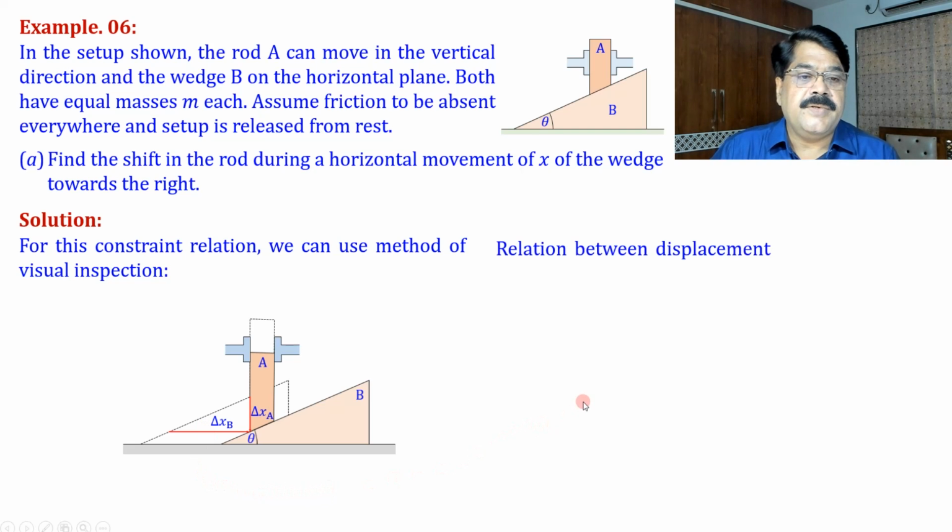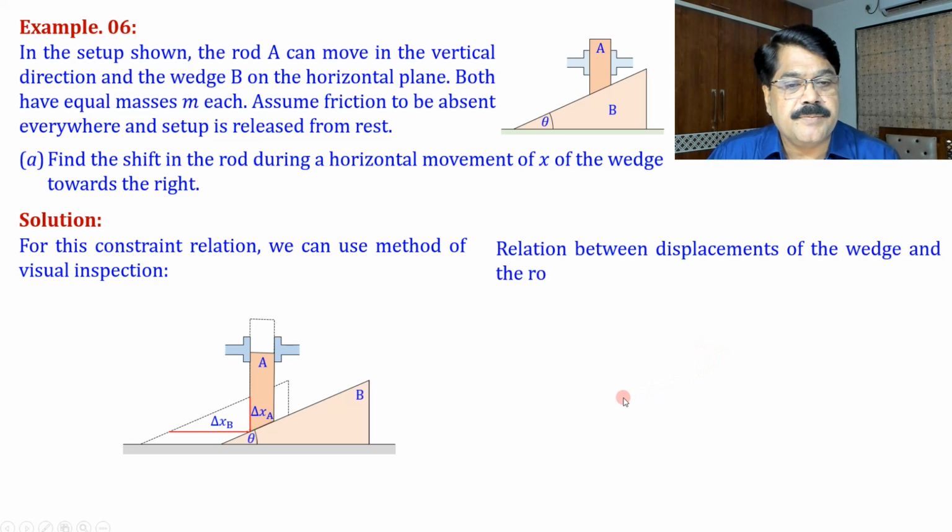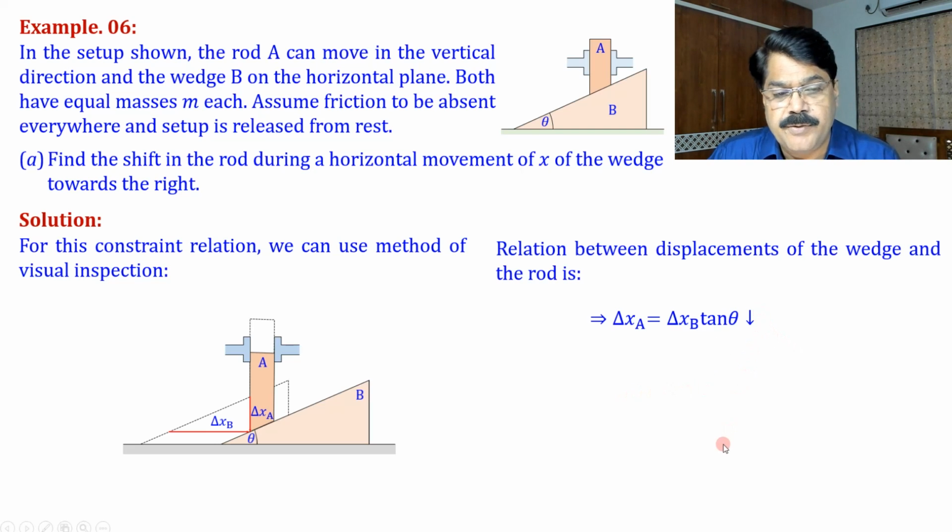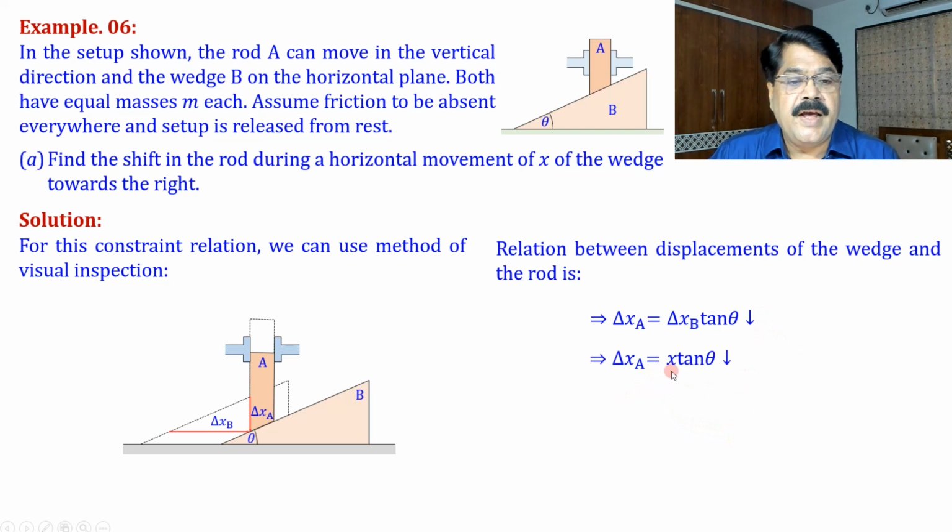The relation between displacements of the wedge and the rod is delta xa is equal to delta xb tan theta, of course downward. So delta xa is equal to x tan theta because delta xb is given to be x. So this constraint relation is very simple to write. Now let us see what is in part B.